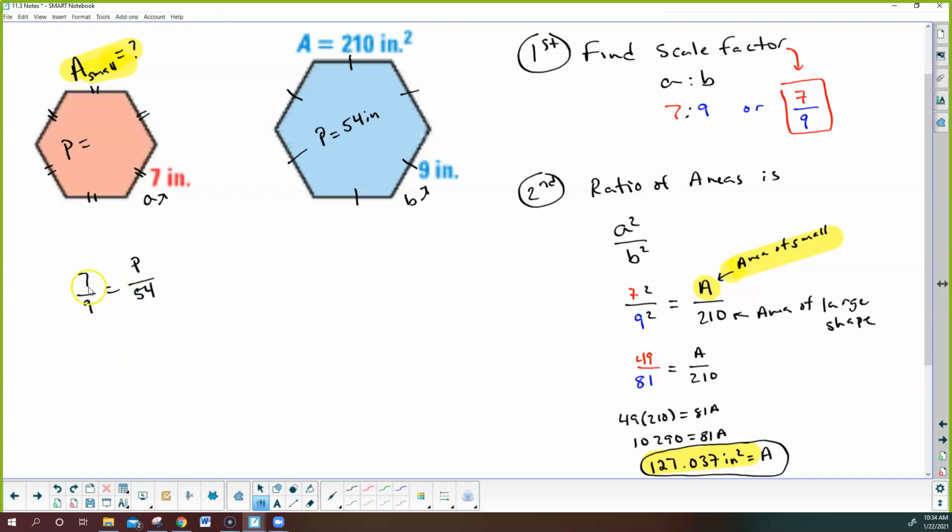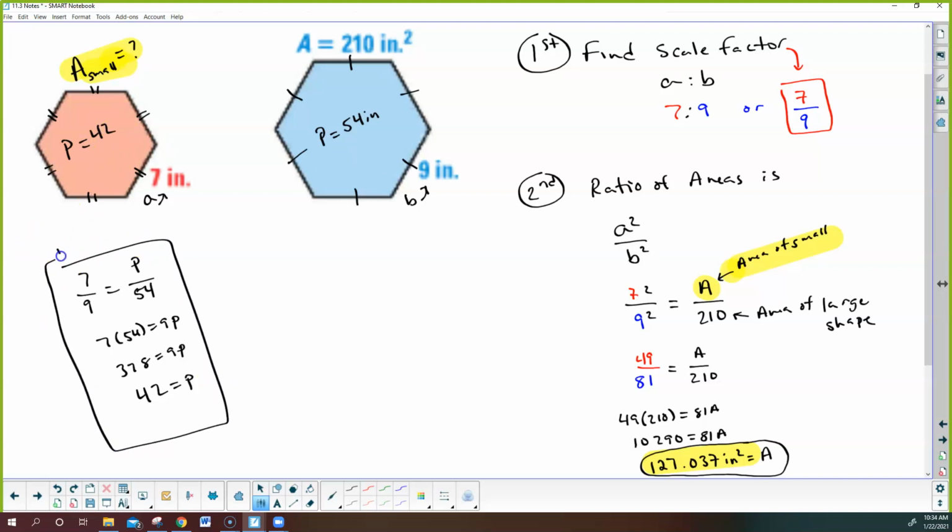So notice this isn't squared because it's the perimeter. So then I would just cross multiply. And 7 times 54 is 378. And if I divide that by 9, I get 42. So this is just a quick example of how we would do the perimeter one, versus area. The only difference is area was the scale factor squared, and perimeter is just the regular scale factor.